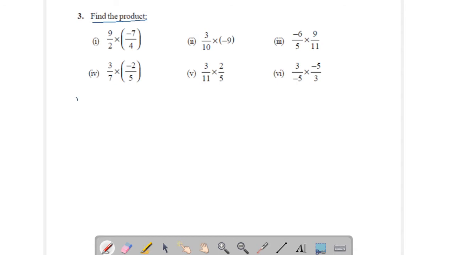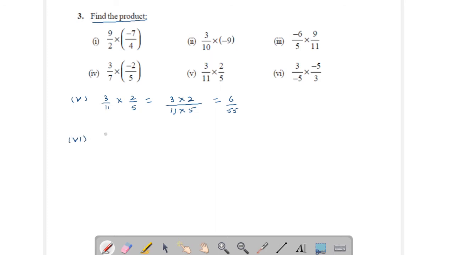Now come to fifth part. 3 upon 11 into 2 upon 5. Here multiply numerator by numerator. That is 3 into 2 upon 11 into 5. You will get 6 upon 55. This is your answer.